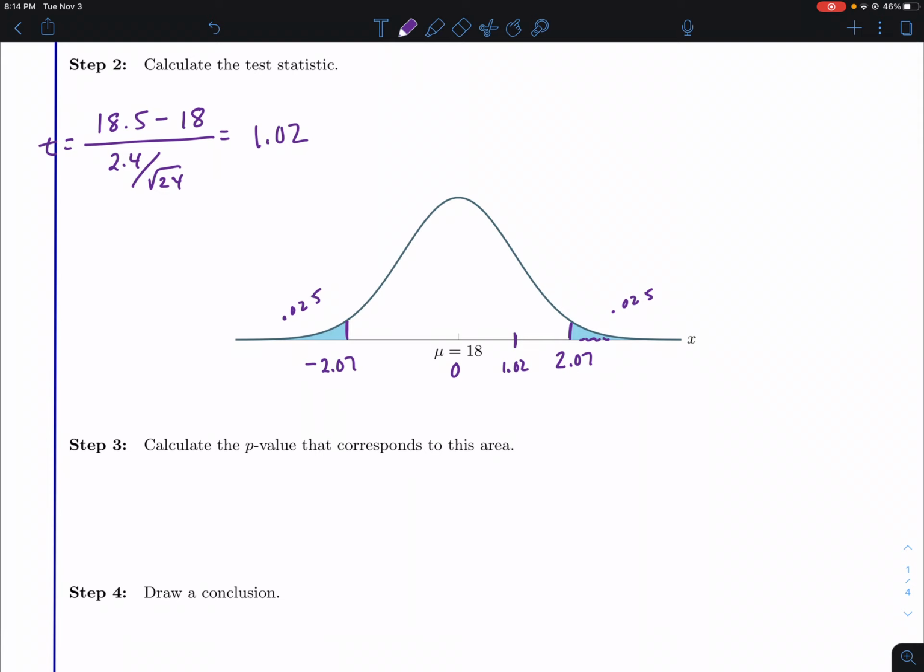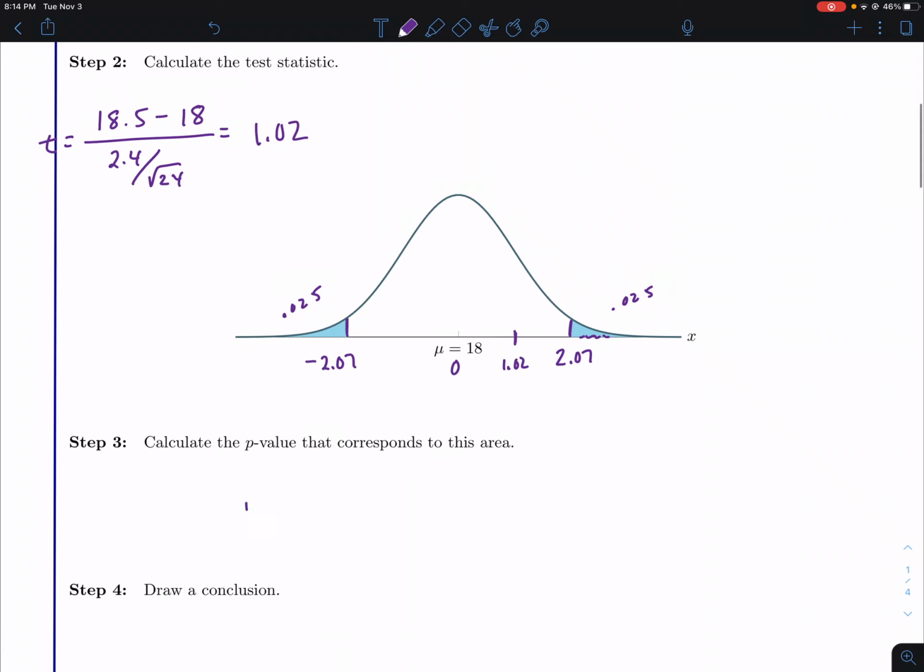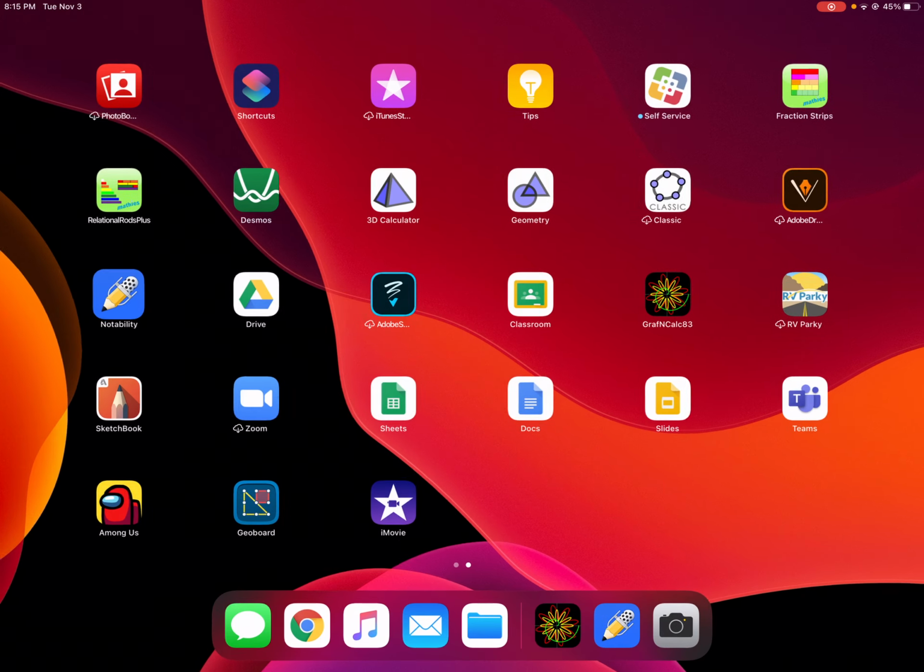So this is the two-tailed one. So I'm going to do normal CDF 18.5 comma 100,000 comma 18 comma 2.4 divided by square root of 24. And then again, remember, whatever answer I get to this, I want to multiply it by 2 because it's the two-tailed test. So let's throw this in the calculator.